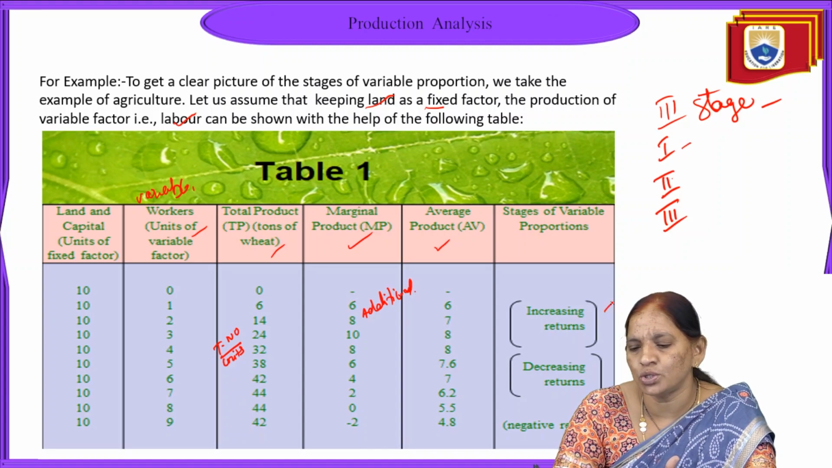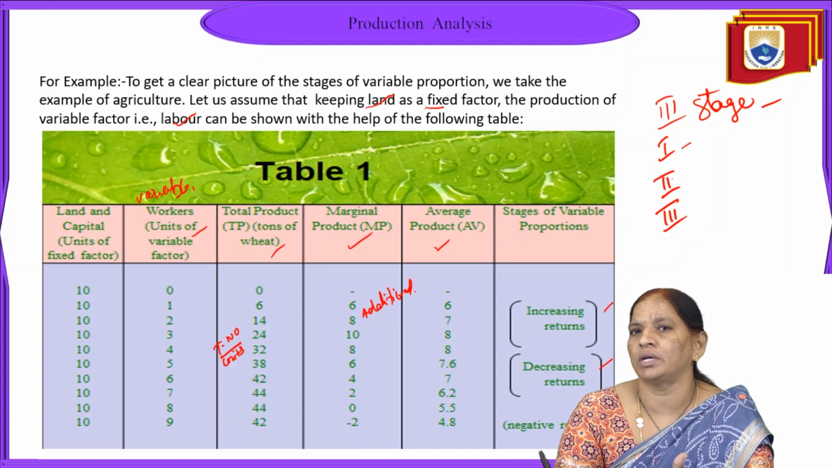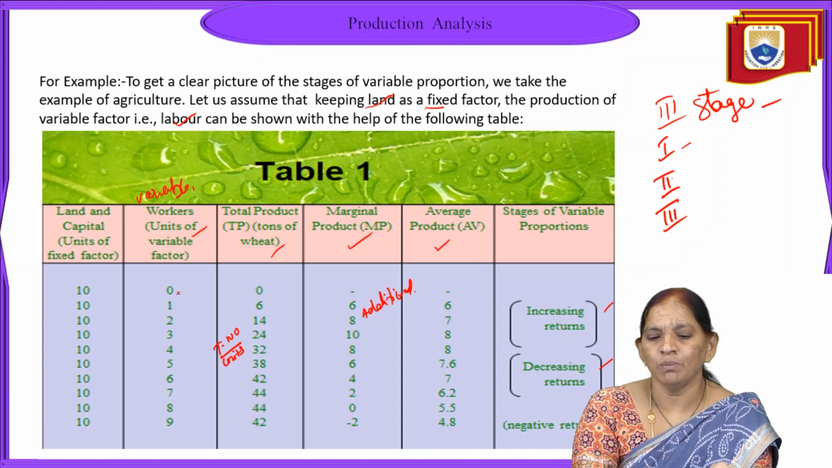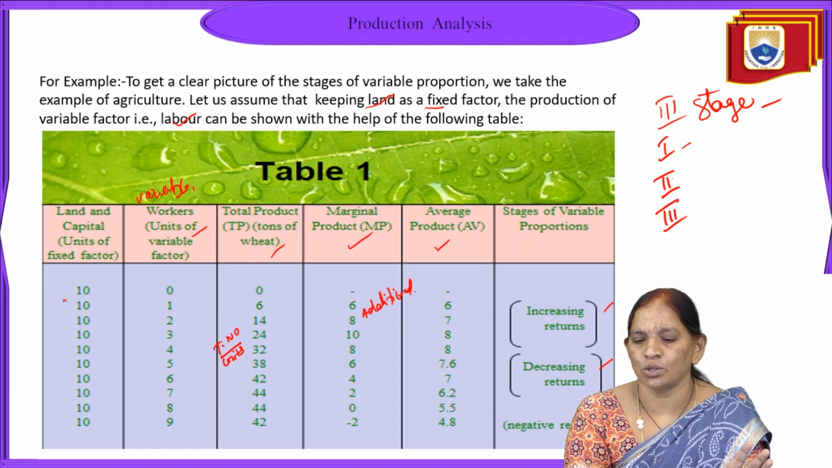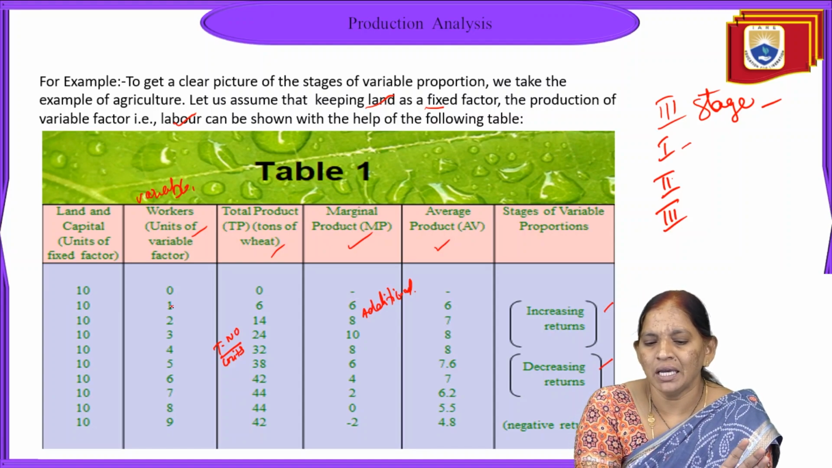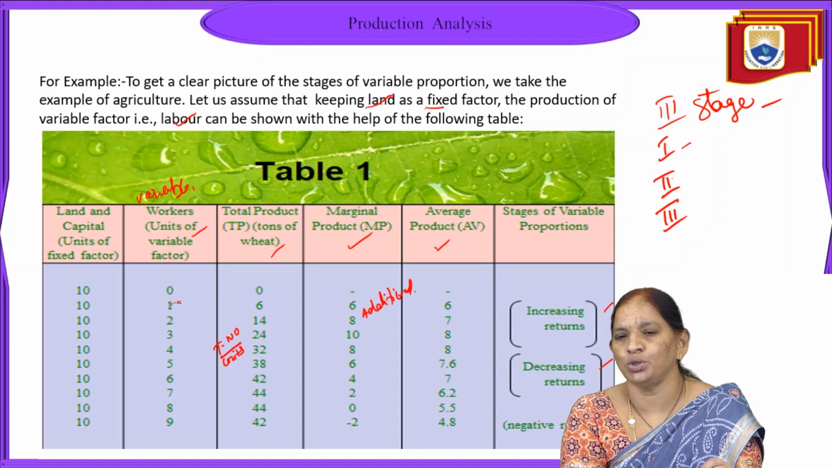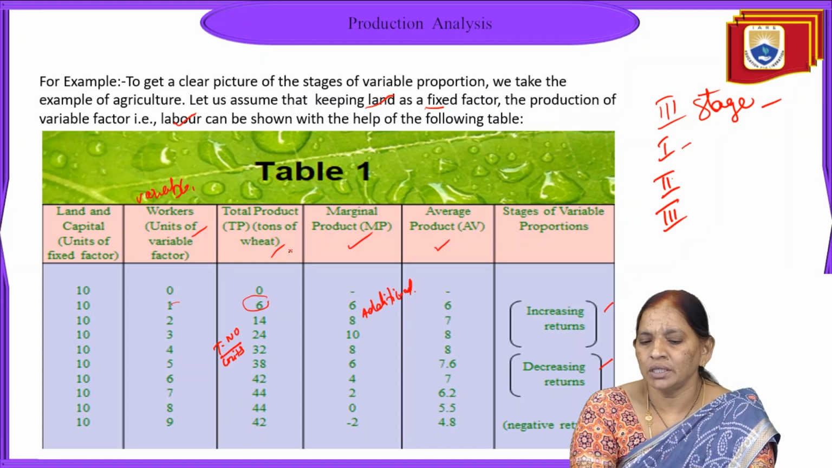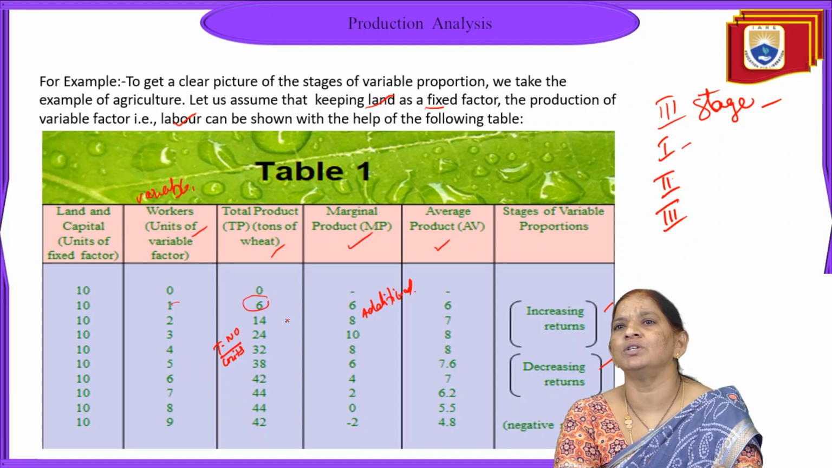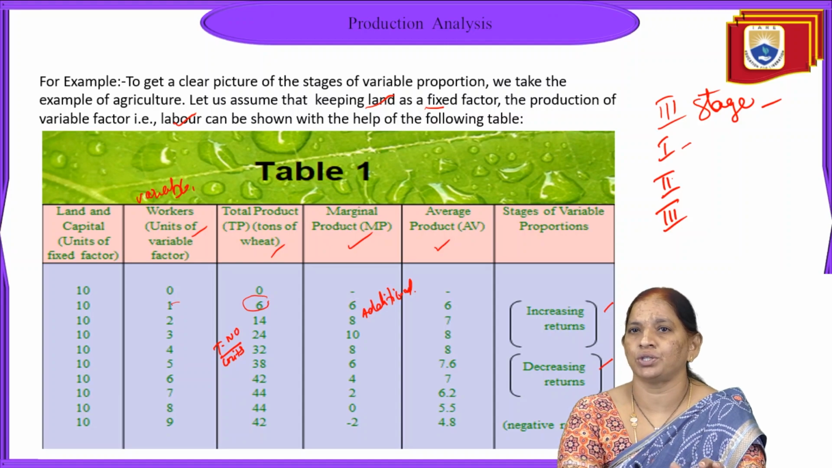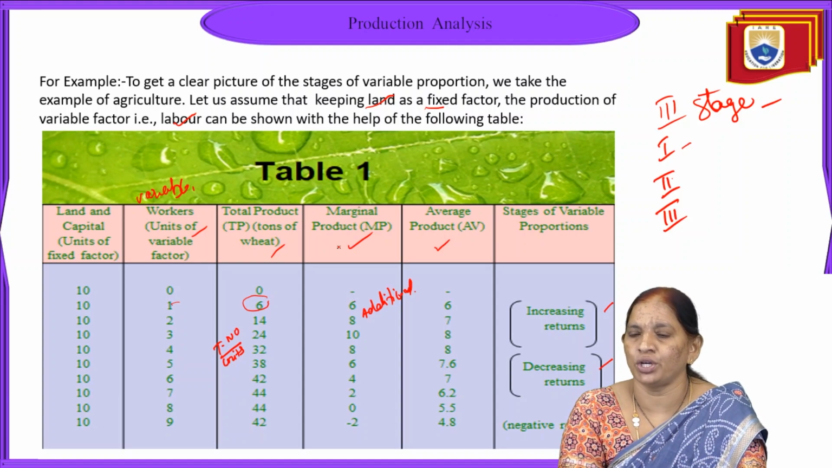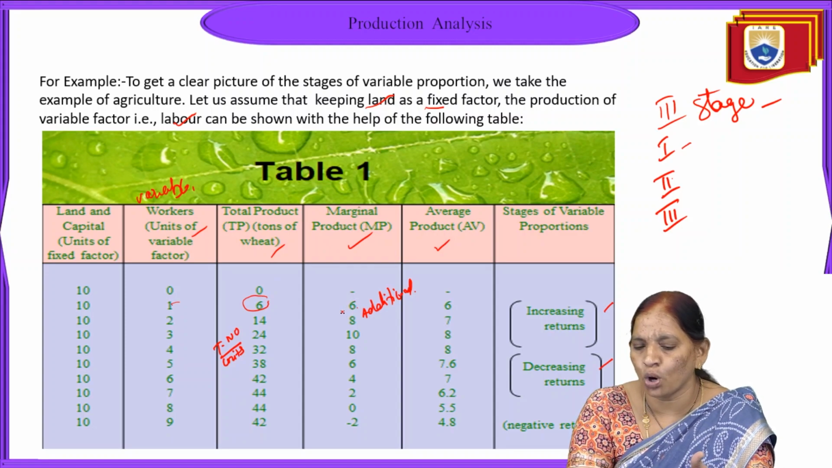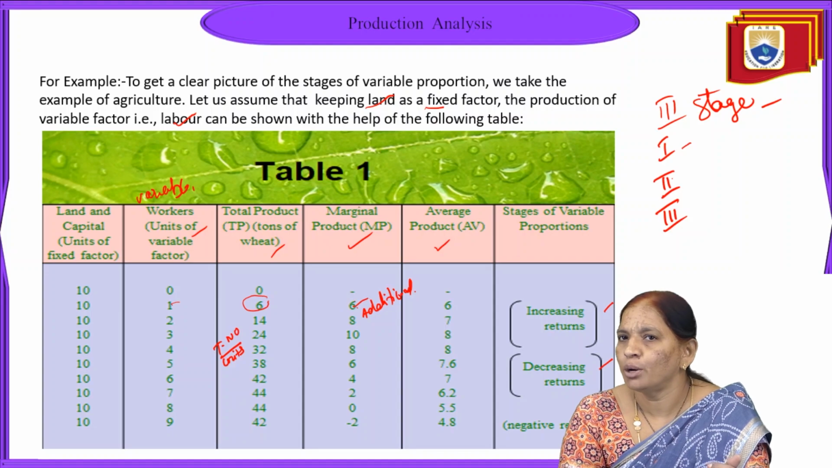What happens in the first stage, what happens in the second stage, and what happens in the third stage of production? First we will see when the labor was 0 units and the capital was fixed. There is no production. And when 1 unit of labor was introduced, we have 6 units of production. So the total production is 6, divided by 1, we get 6 units of production. And the additional production, from 0 to 6, is 6 units of additional production.